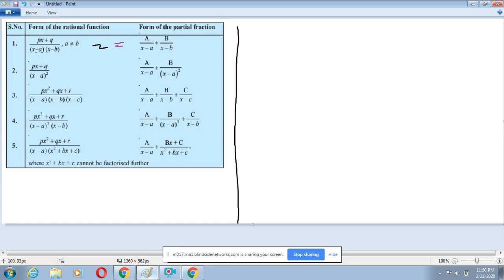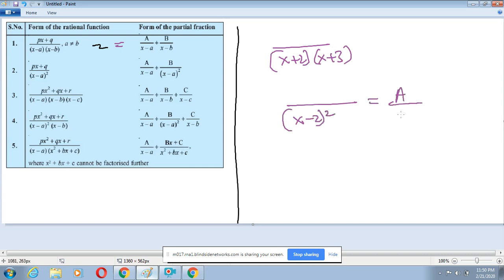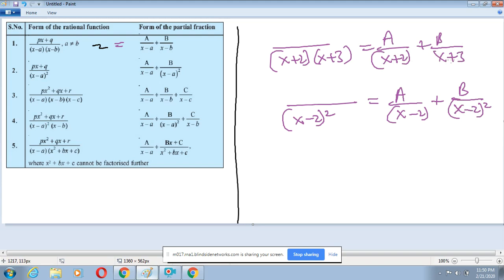First step is to decide which formula I have to use out of the 5. So let's say if the question is of the form x plus 2 into x plus 3, so I will use the first formula. If in the denominator the question is x minus 2 whole square, then I'll use the second formula. I'll write it like this: a upon x plus 2 plus b upon x minus 2 whole square. Understood? Yeah. In the first formula, I'll just write it in this form. Whatever may be in the numerator does not matter.